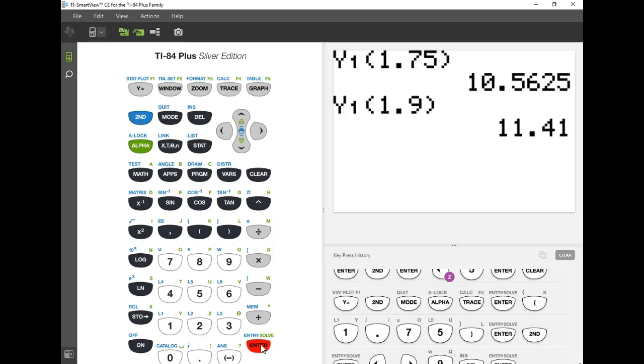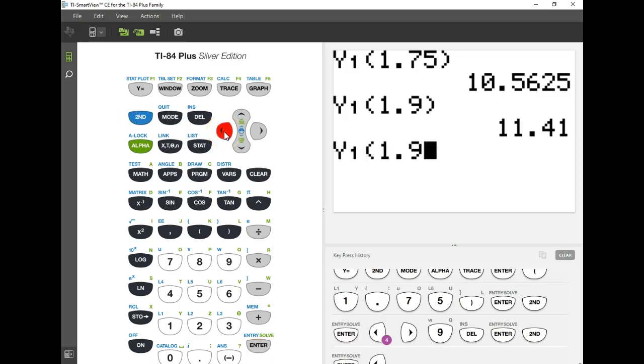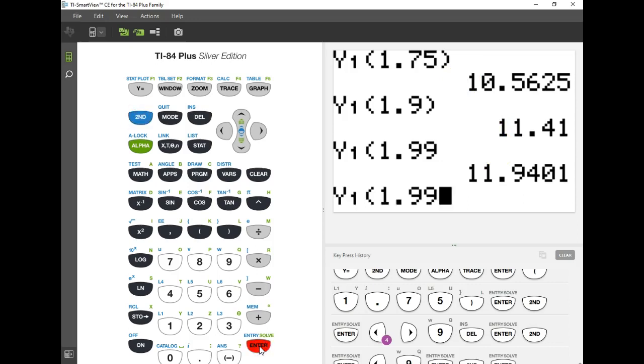There it is. By the way, go ahead and write down those numbers in the table, because you've got a table. Might as well fill it in, right? If I want to know 1.99, just type it into my calculator. Of course, we already know what value we should be approaching. We saw that graphically. But if you can see, we start off 10.562, 11.41, 11.94. Clearly, that increase is becoming smaller and smaller.